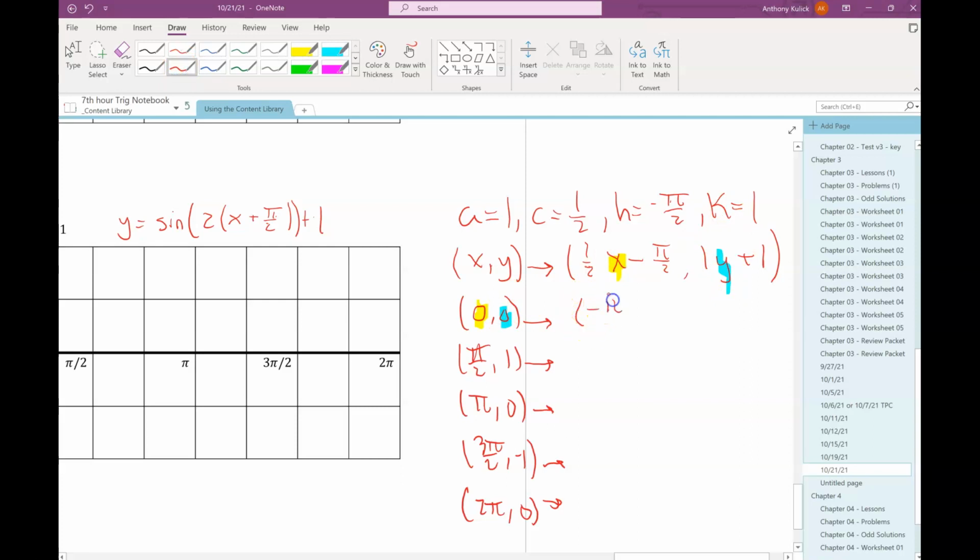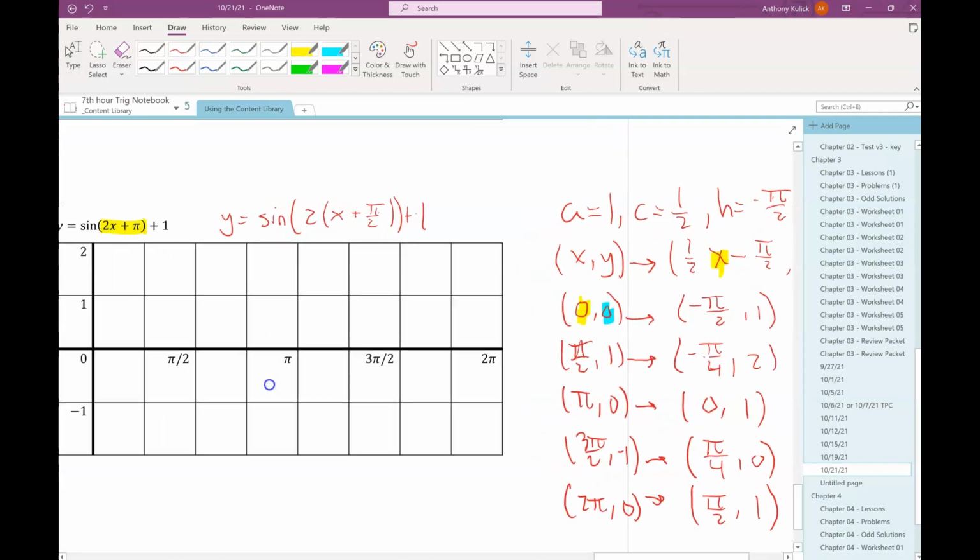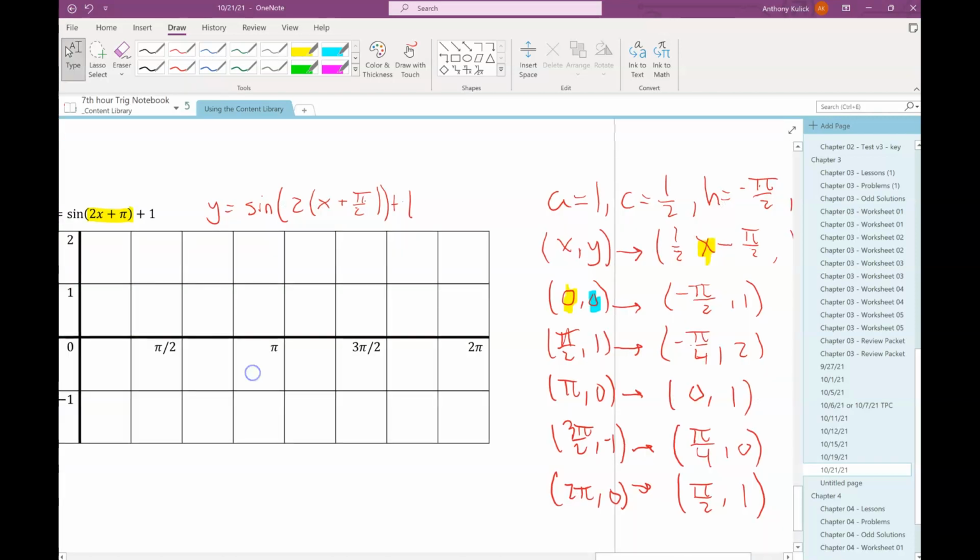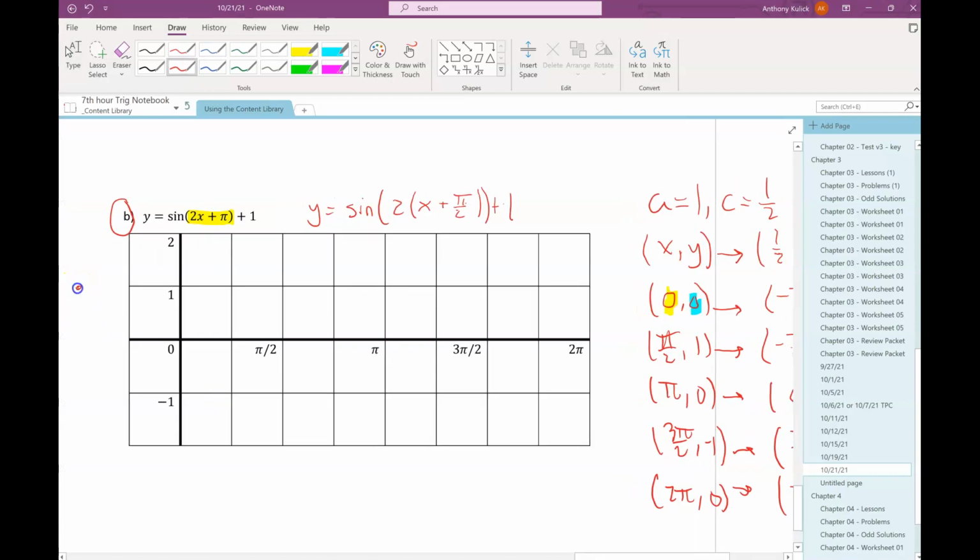So that's just going to give me -pi over 2, 1. And then I'll have -pi over 4, 2. And then 0, 1. And pi over 4, 0. And then pi over 2, 1. So go ahead and graph this. So -pi over 2 is off my chart, but it'd be somewhere over here.